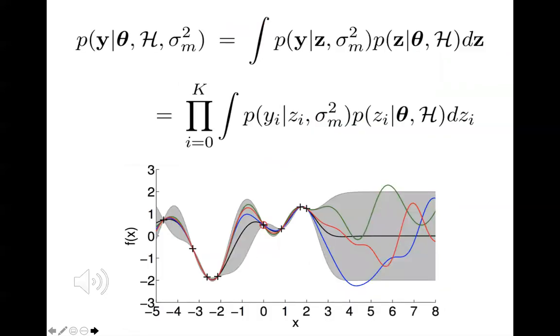Now, when using the emulator, we need to allow for the fact that Z itself is subject to uncertainty, as shown in the figure at the bottom. So what we have to do is integrate Z out.